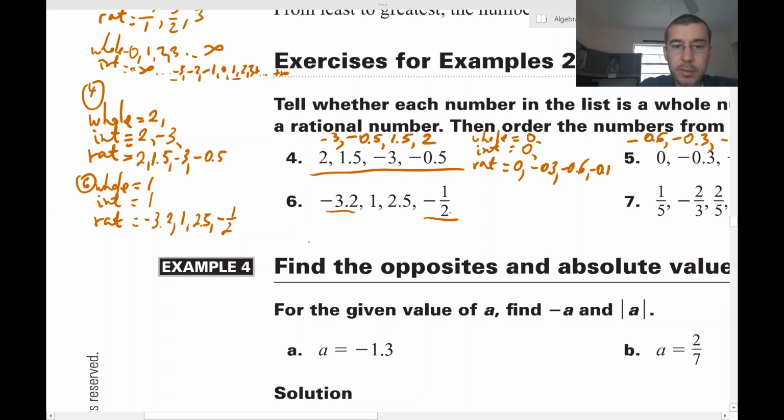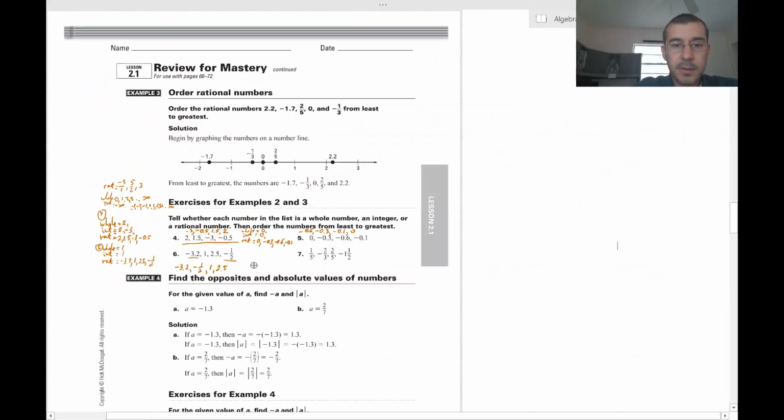We're gonna plot those, right? We're gonna list those first. Minus 1/2 is minus 0.5. So this one is all the way to the left on the number line. So we're gonna do minus 3.2. Then this one, minus 1/2. And then 1 comes next, right? So 1 and then 2.5. Okay. Number 7.